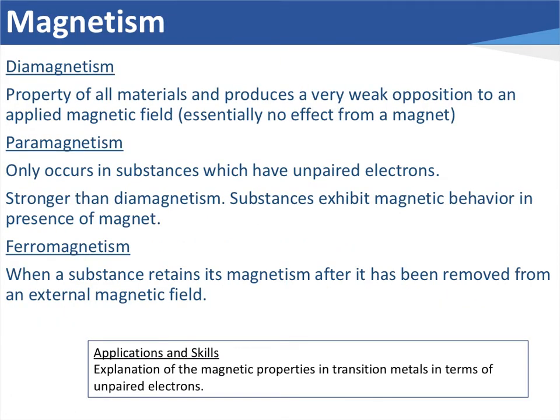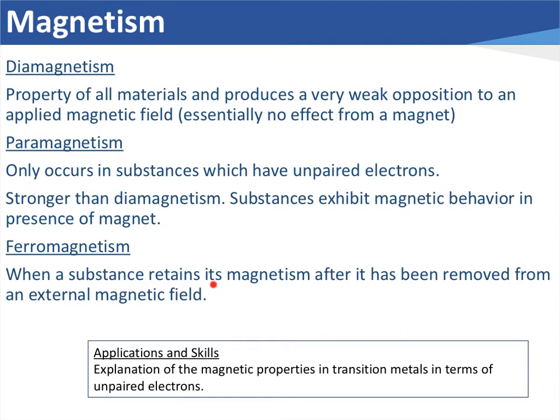Magnetism is an interesting discussion. The property of all materials is diamagnetism, and it produces a very weak opposition to an applied magnetic field. Essentially, there's no effect from a magnet. Diamagnetism is essentially no effect from a magnet. That's kind of what I'm saying there. Paramagnetism occurs in substances which have unpaired electrons. It is stronger than diamagnetism, and substances exhibit magnetic behavior in the presence of a magnet if they are paramagnetic.